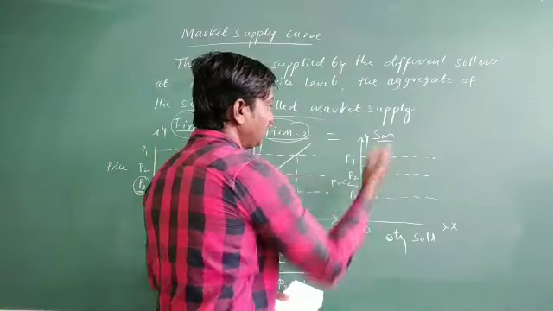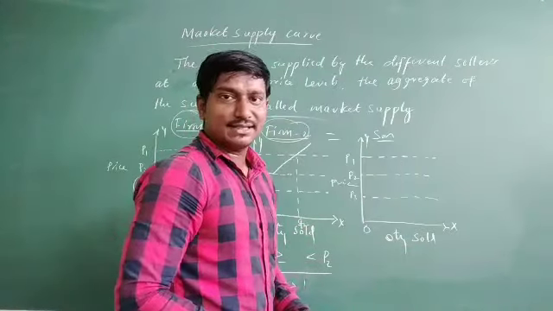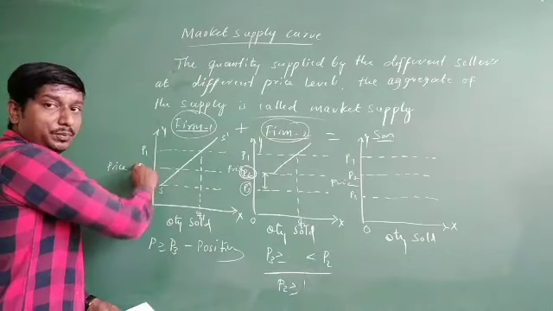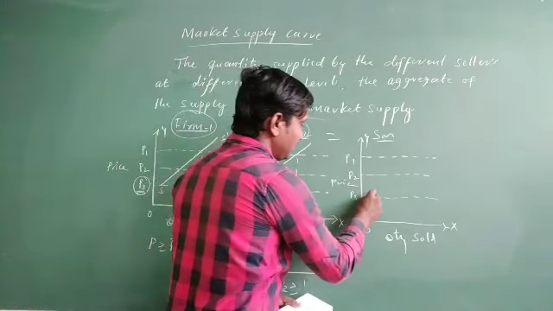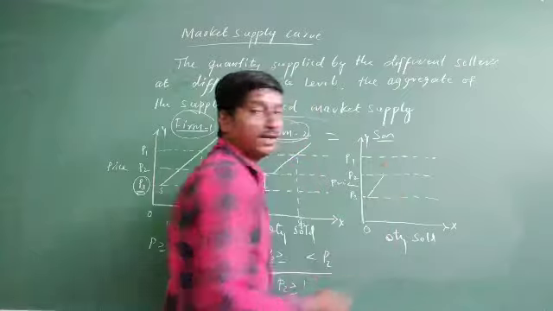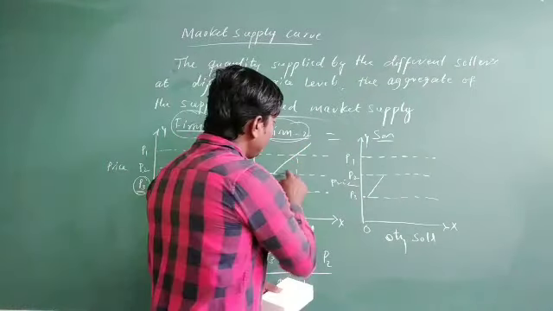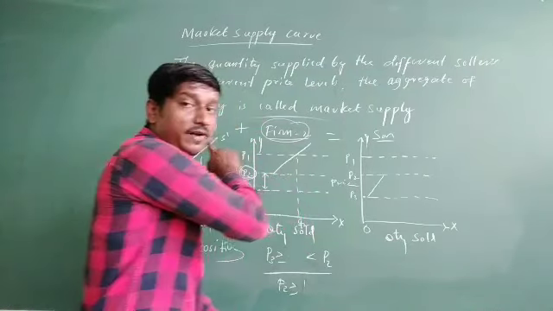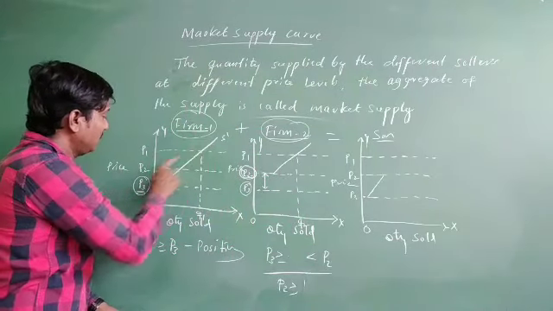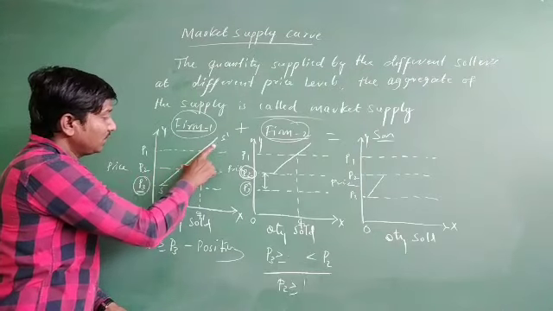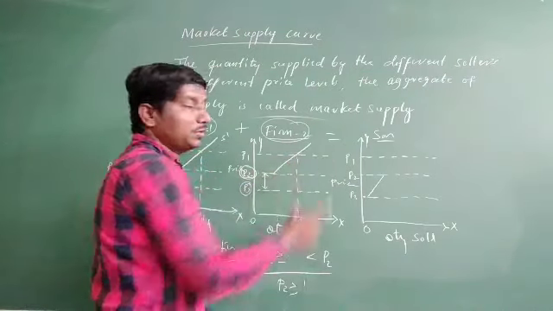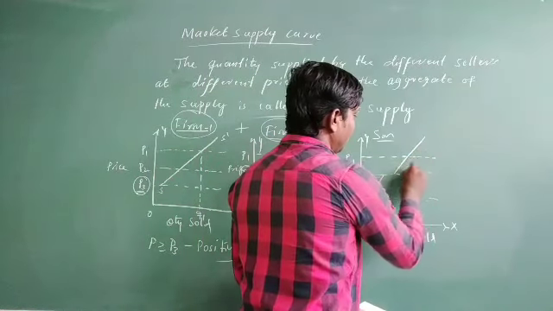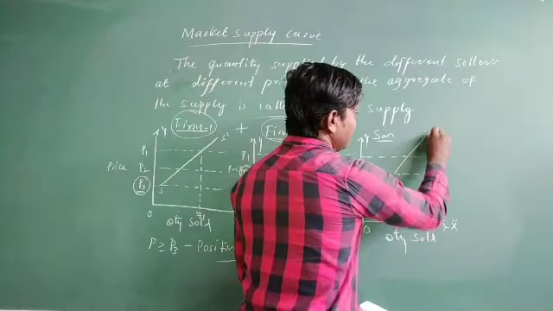Now come to this here. In case of market supply, if the price is between P3 and P2, only firm 1 supplies. So from here to here, only firm 1 will supply. Over and above P2, both firm 1 as well as firm 2 are supplying. Over and above P2, firm 1 is also supplying, and here firm 2 is also supplying. Therefore, here we will come with this one. This is going to be SM.